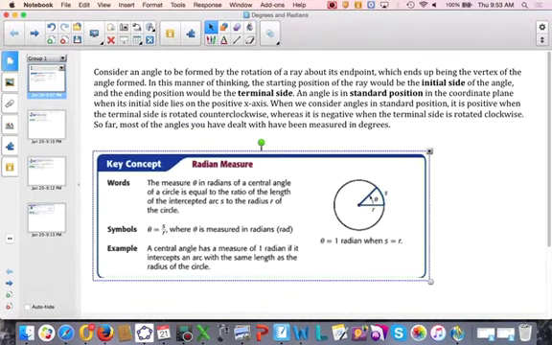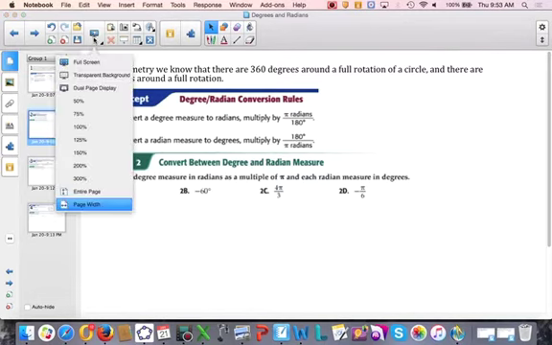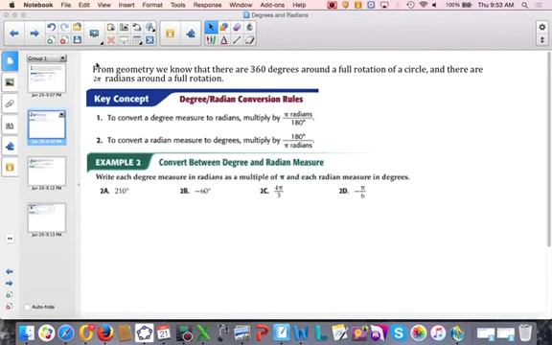So that's why you'll notice that the 360 degrees that it takes to go all the way around a circle is equivalent to 2 pi. If I take that ratio of 2 pi to 360 and reduce it, you see the 2 different ways that we can use that ratio to convert between radians and degrees. So let's get some practice doing that.